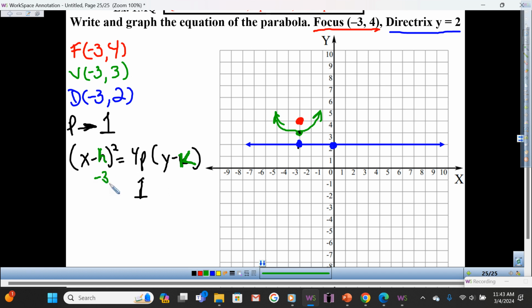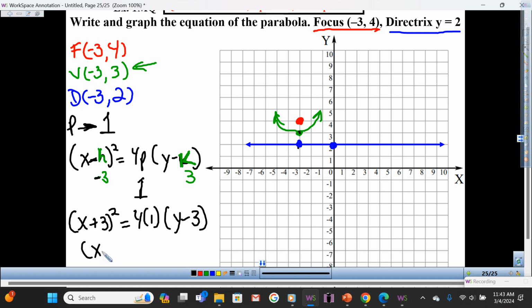-3, that is correct, and 3. Yeah, we get it from the vertex. That is correct. So, if we bring everything else down, we got x. What is negative times this -3? Plus 3 squared equals 4 times 1, parentheses, y minus 3. Therefore, my new equation is x plus 3 squared equals 4 times y minus 3.